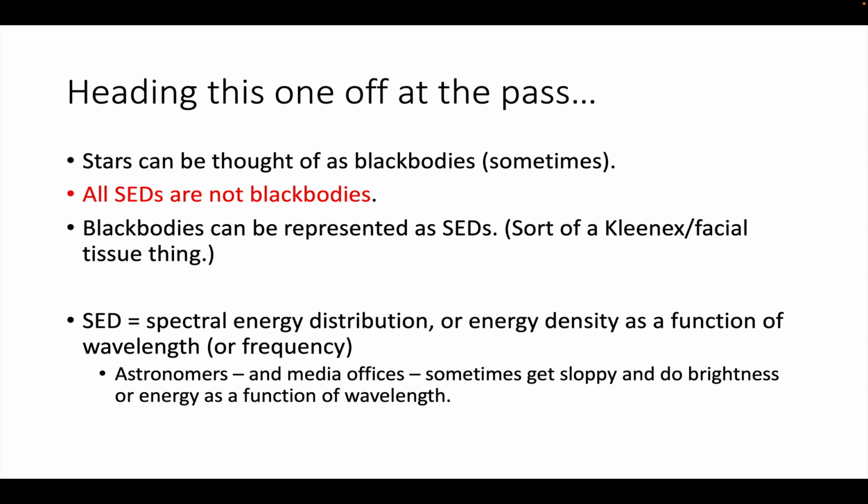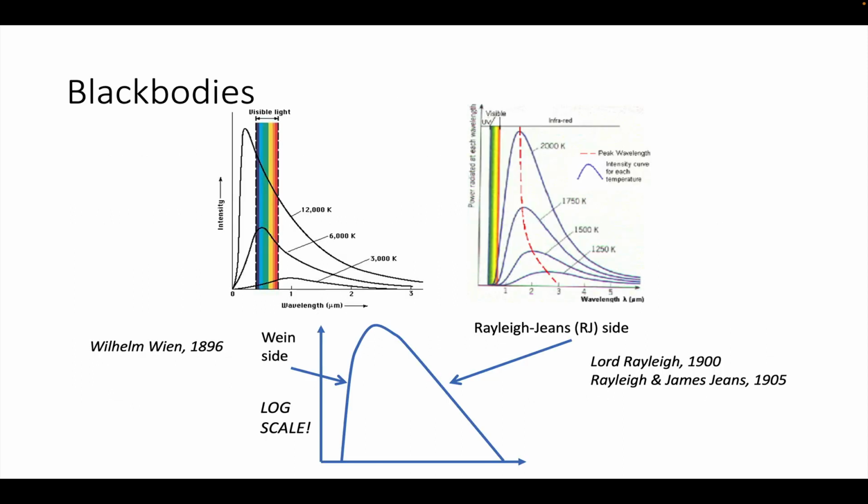Okay. So now, before we even get into it, let me make this clear. Stars can be thought of sometimes as blackbodies. But all SEDs, all spectral energy distributions, are not blackbodies. If I knew why people made this mistake, I would teach it better, but I don't know why people make this mistake. So let me just warn you, all SEDs are not blackbodies. So when I make this curve, this is a blackbody curve because I have defined it thusly. I made that mathematical definition and I plotted the mathematical definition. So that is a blackbody.